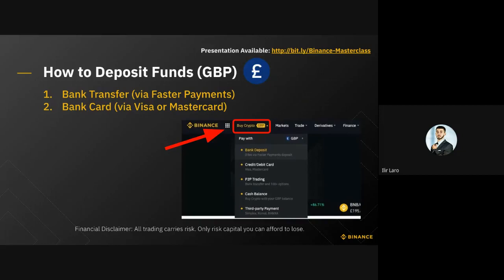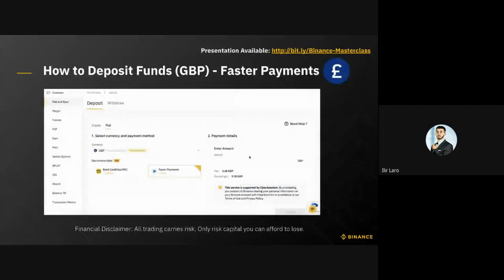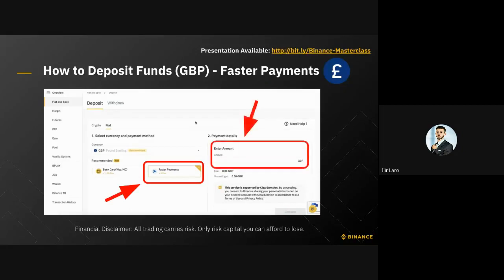But let's start with depositing fiat funds like GBP. Like I mentioned before, there are two ways to deposit fiat funds: the bank transfer and the bank card. You can access these two methods by going on the homepage, going to the navigation bar, and clicking on Buy Crypto, which you can see here. Make sure you select GBP as your local currency, and then click on Bank Deposit. This will direct you onto this page, where at the bottom there are two sections: Faster Payments and Bank Card. Click on Faster Payments and you can see on the right, you can enter your amount.